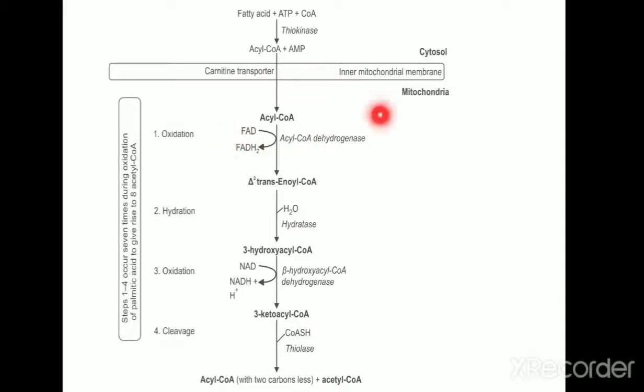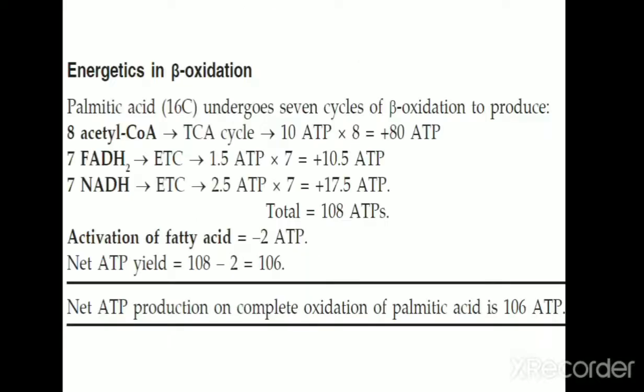So first oxidation is mediated by FAD dependent dehydrogenase enzyme. The first oxidation produces one molecule of FADH2, followed by one hydration reaction. Then it is again second oxidation, that is mediated by NAD dependent dehydrogenase, and this reaction produces one molecule of NADH. So beta oxidation, in each cycle, produces one molecule of FADH2 and one molecule of NADH, and this FADH2 and NADH enter into the electron transport chain where it produces ATP.